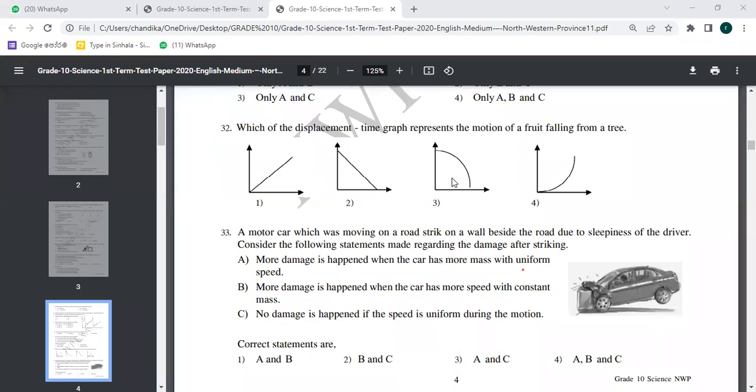Then you are not given this type of graph to draw. You are given this type of question only in paper 1 to answer. Displacement time graph, right? The displacement time graph comes like this.